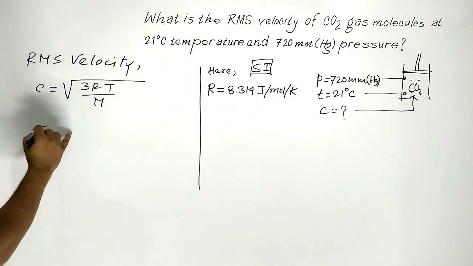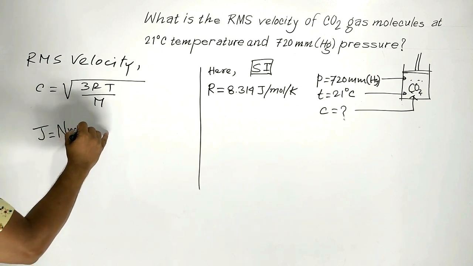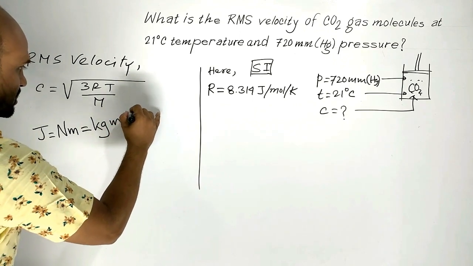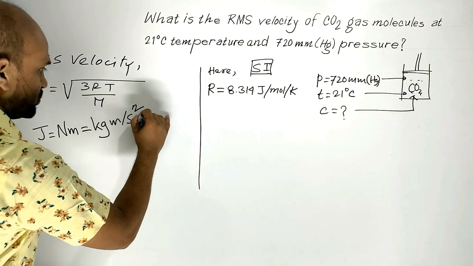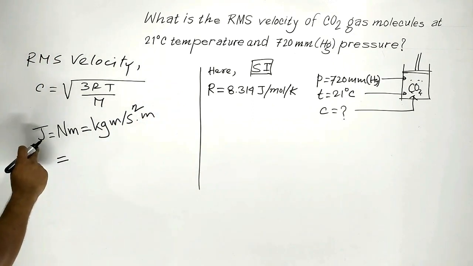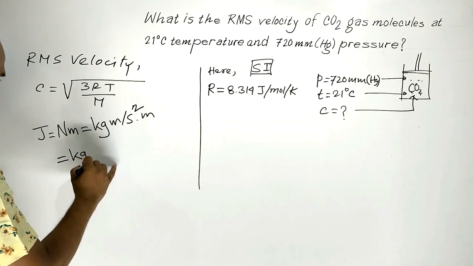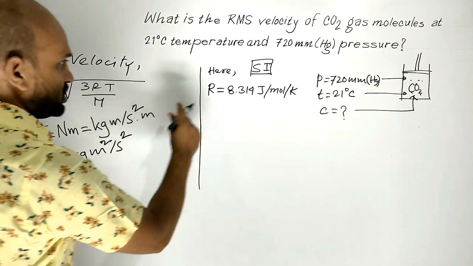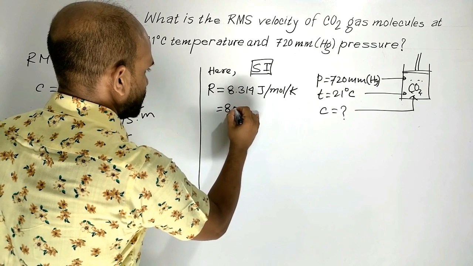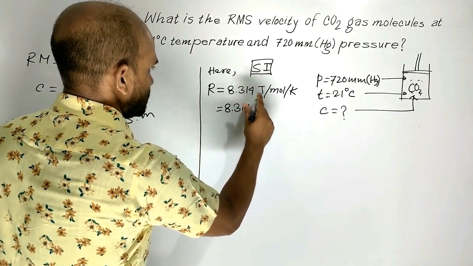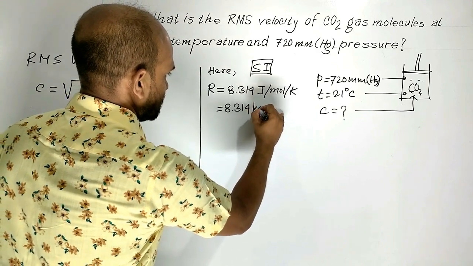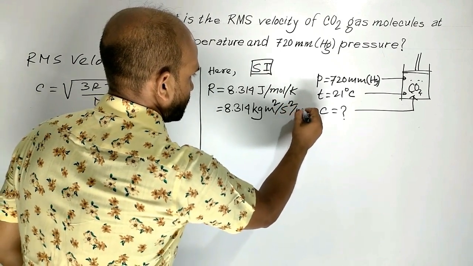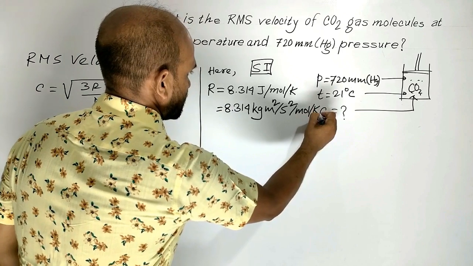Here joule is equal to Newton meter. Newton is equal to kg meter per second square into meter. That means joule is equal to kg meter square per second square. So here we can write 8.314 joule is equal to, we can write kg meter square per second square per mole per Kelvin.